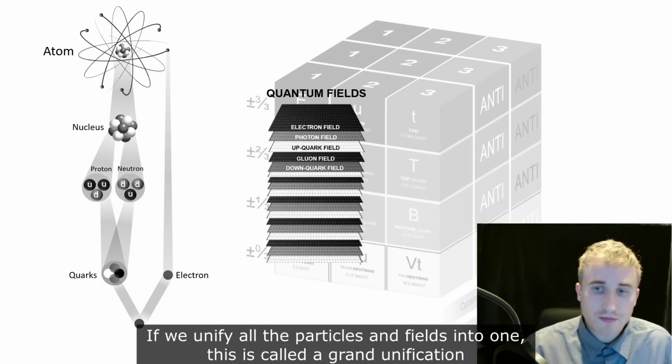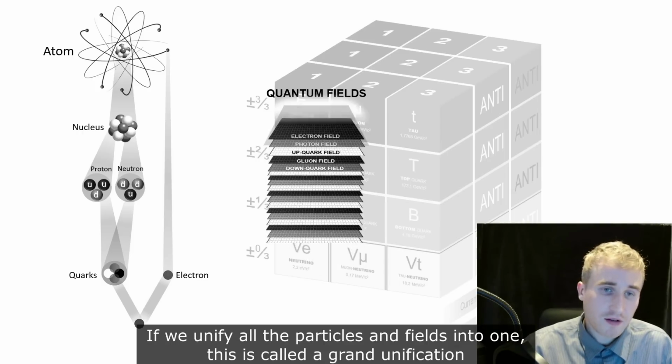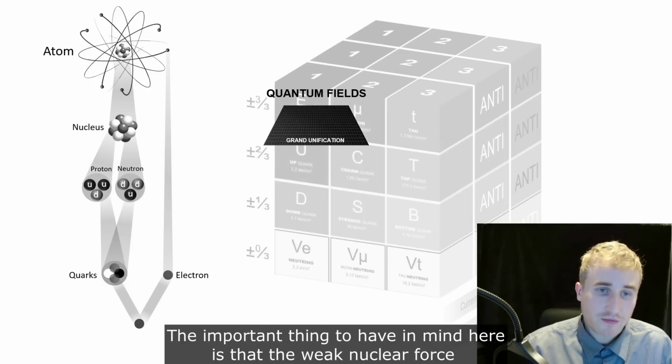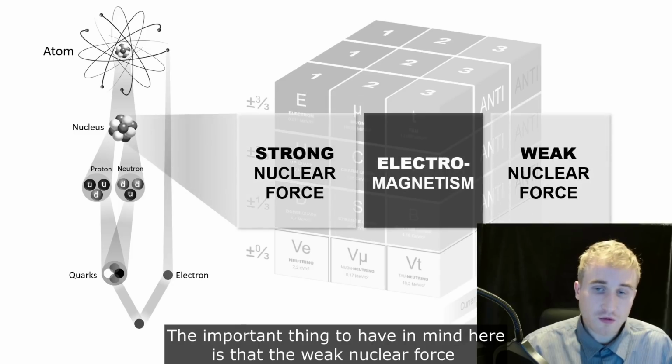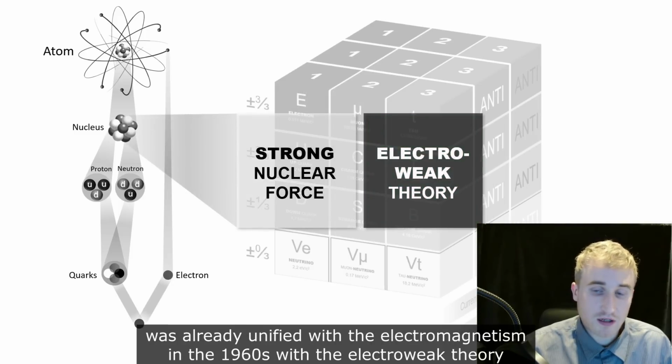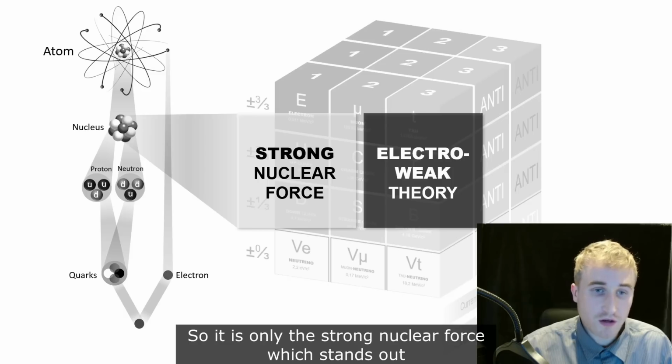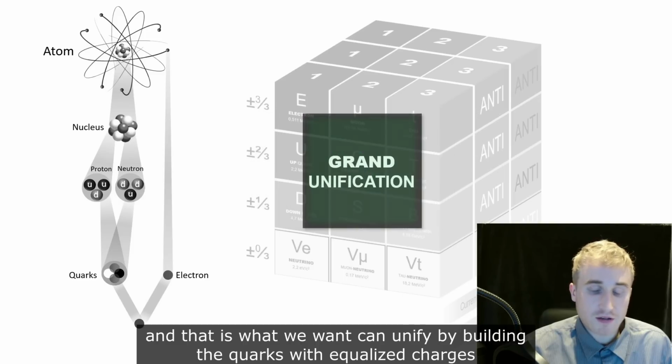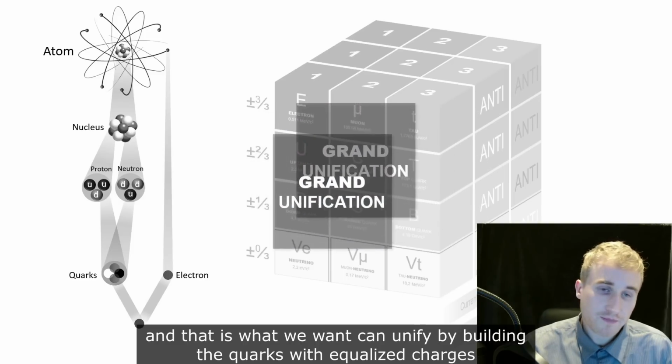If we unify all the particles and fields into one, this is called a grand unification. The important thing to have in mind here is that the weak nuclear force was already unified with the electromagnetism in the 1960s with the electroweak theory, so it is only the strong nuclear force which stands out, and that is what we want to unify by building the quarks with equalized charges.